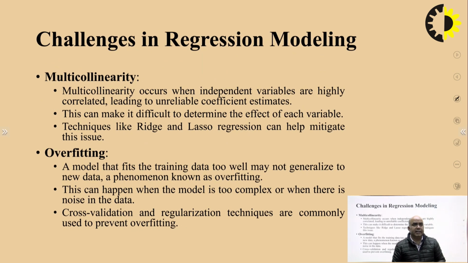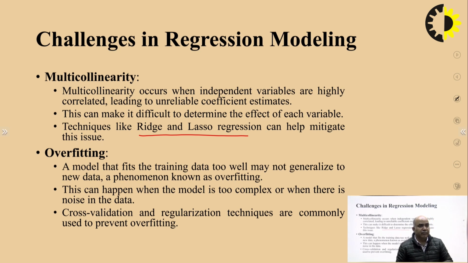So there are challenges in regression modeling. Multicollinearity occurs when independent variables are highly correlated, leading to unreliable coefficient estimates. This makes it difficult to determine the effect of each variable. So in this case we take the help of ridge and lasso regressions in order to mitigate those issues.